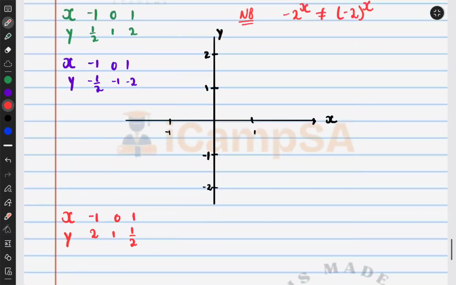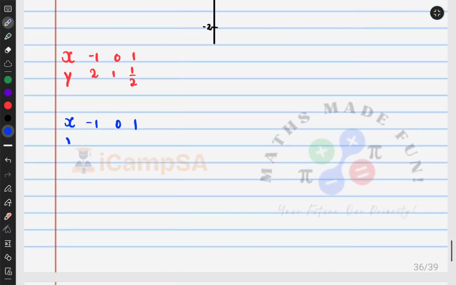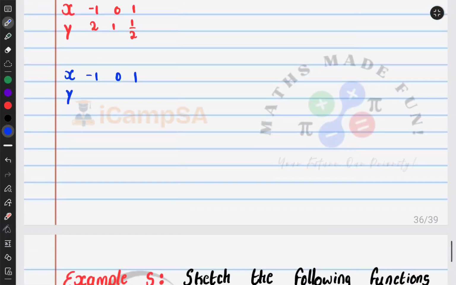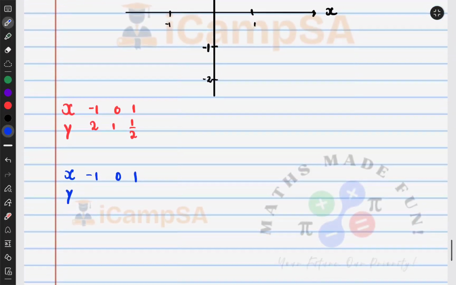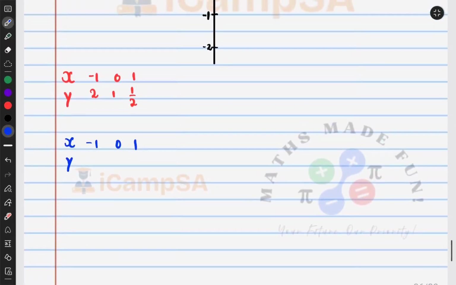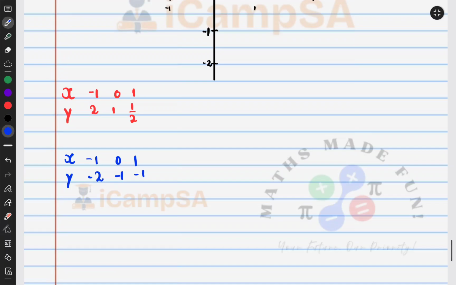And then lastly, we have number d. The x values we're going to use are negative 1, 0, and 1. And the corresponding y values for the d function, remember, it's y is equal to negative (1 over 2) to the power of x. So we're going to have negative 2, then a negative 1 for the power of 0, and a negative half.